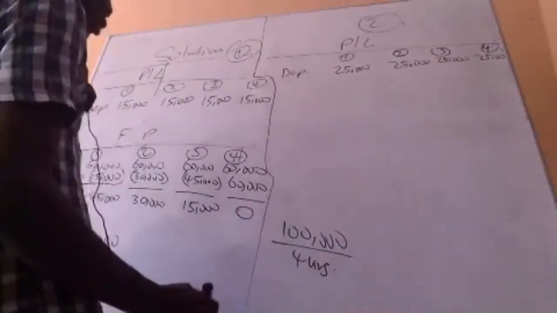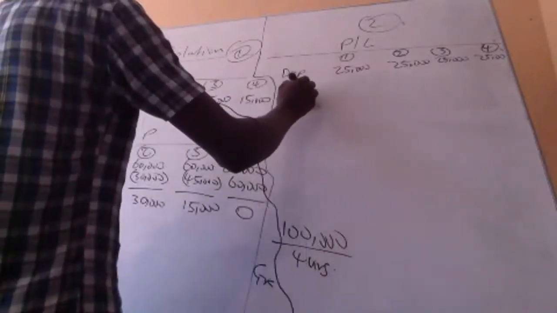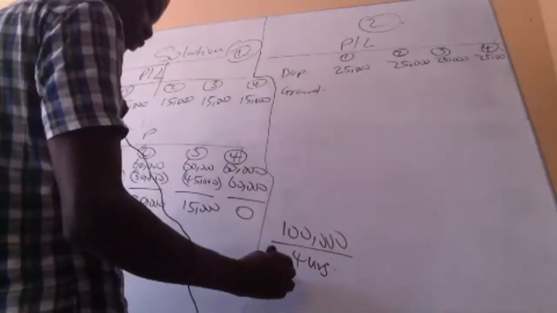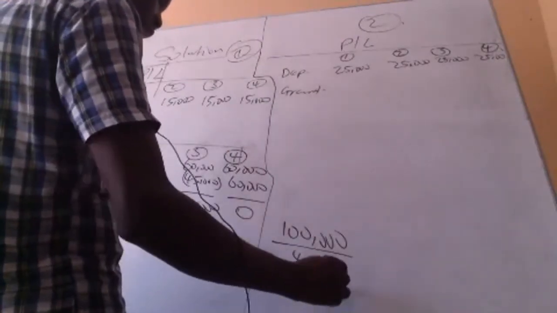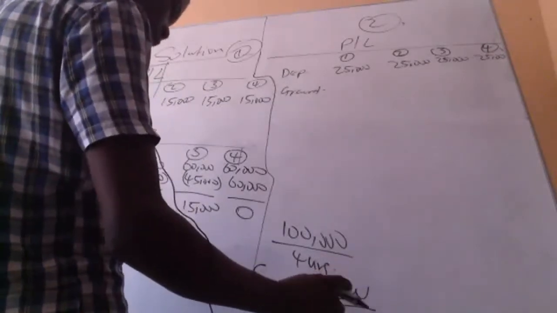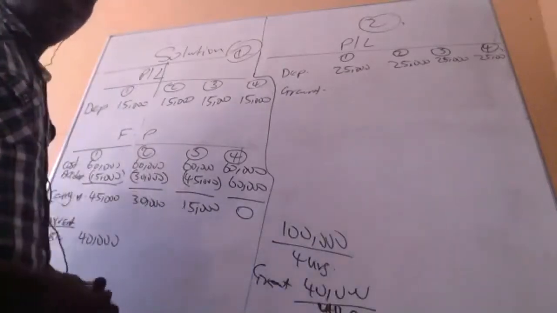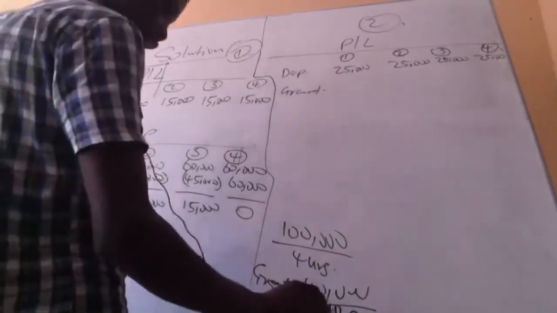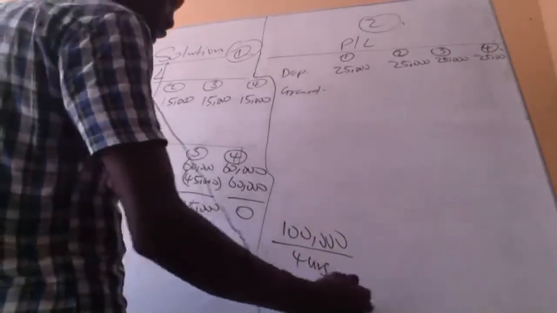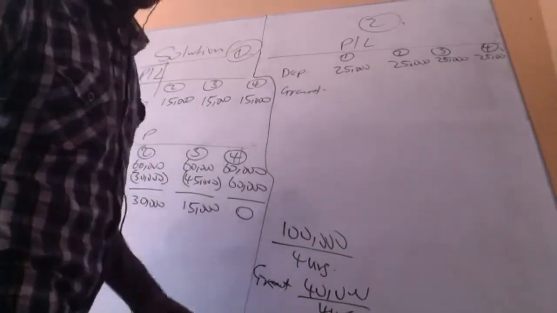Then you also have to amortize the grant. So you write grant here. The amount is 40,000. You amortize it over the useful life of the asset, which is what? 4 years. So it will be 40,000 over 4. And that one also gives us what?